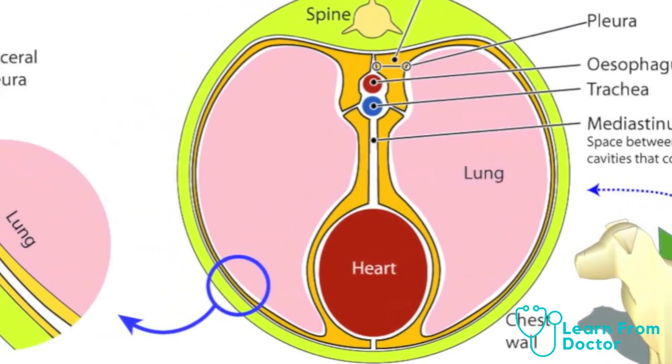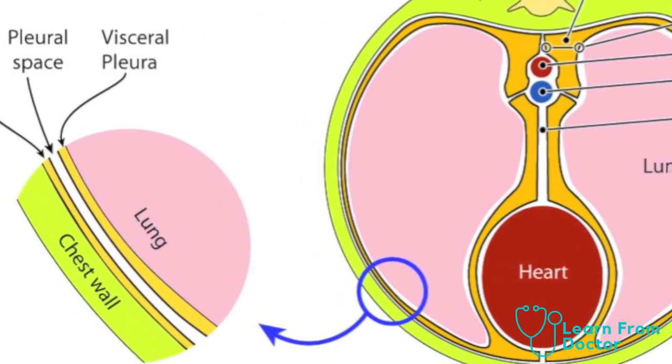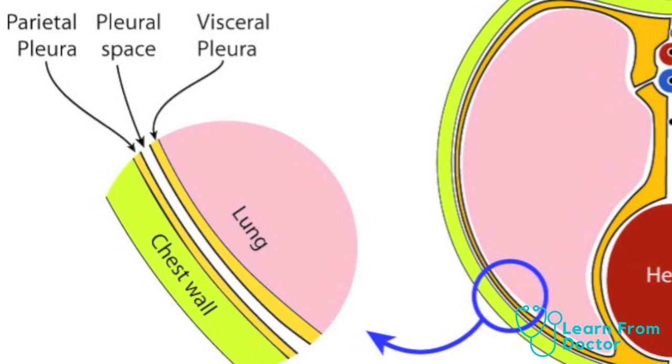The chest wall is lined by the parietal pleura, and then we have a little space called the pleural space. There is a small amount of fluid in this space which we do need for normal respiration to occur. Alongside that is the visceral pleura, and this basically protects the lungs. So that's the anatomy that we're going to focus on when we're talking about our pneumothorax.